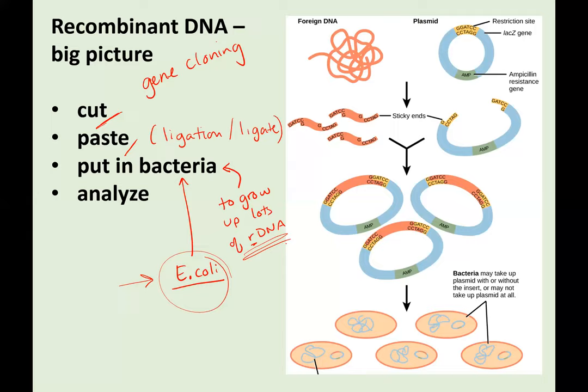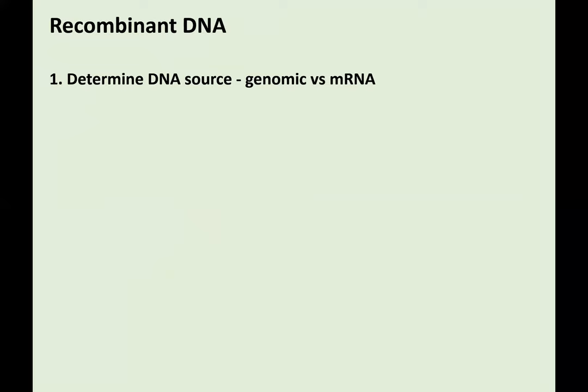Okay. So first step is you need to determine the DNA source. Well, the first step really, I should say right here, is you need to know the sequence of the gene you're interested in. And that's why sequencing the human genome and the E. coli genome and the chicken genome and the genome of all these different species is so important, because without that information, we can't go in and manipulate the genetic information.